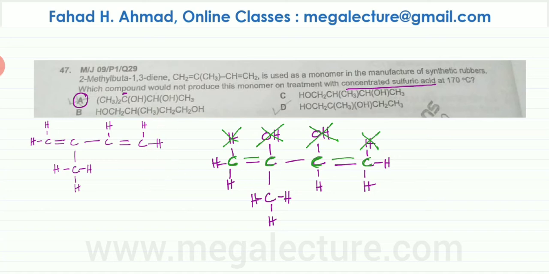So this first option is going to make this molecule. This is going to be one of the products. It can actually make this molecule. So the first option will be making this molecule. Remember, in this question, we are trying to find out which compound would not produce this molecule upon dehydration. So let's quickly move to the next molecule, which is this one.